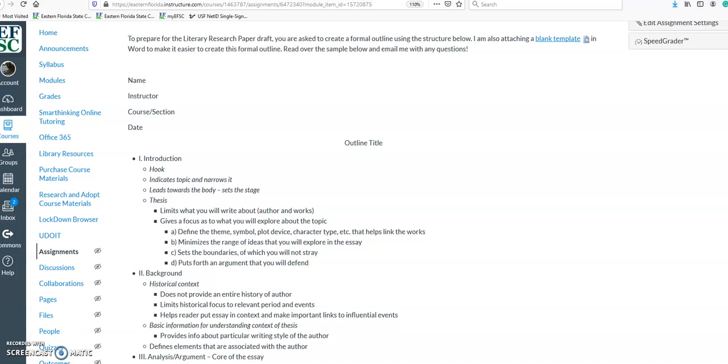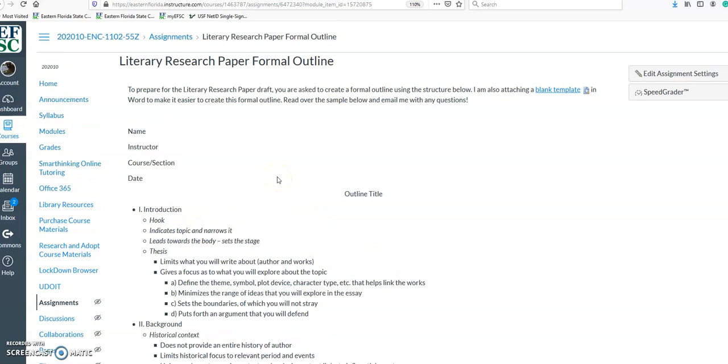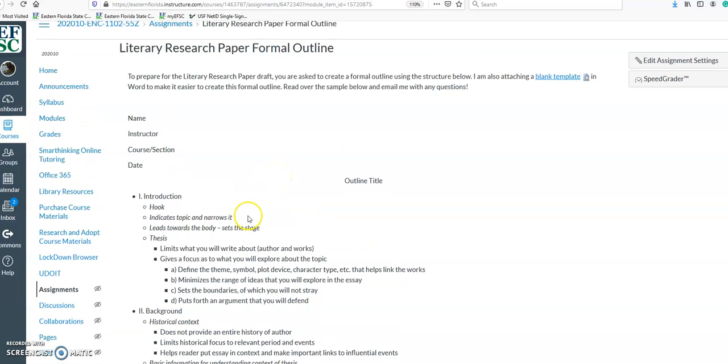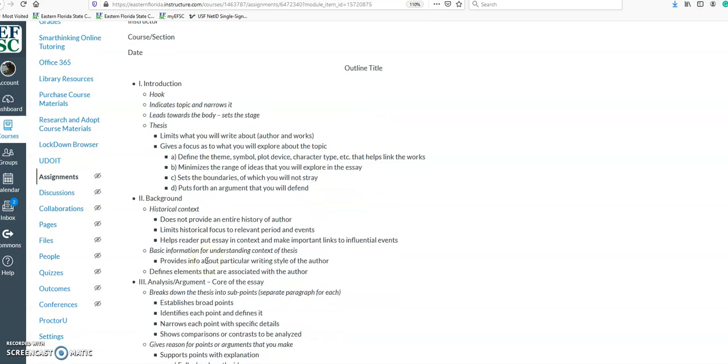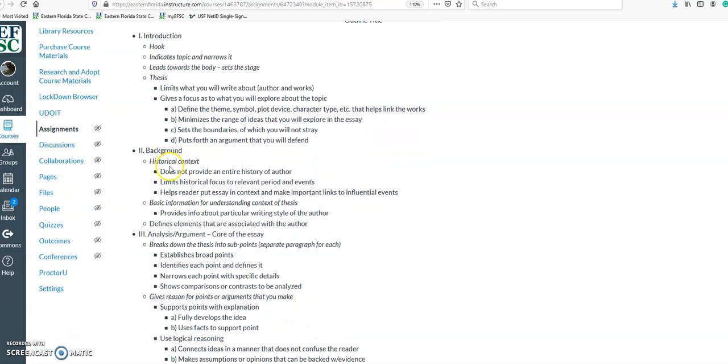All right, so here is the outline template. It's in the Dropbox. Here I have a lot of details that help you understand what it is that I mean, like historical context. It doesn't need to provide an entire history of the author, but it does give us some kind of context to make the reader aware of when it was that this text was written. So what kind of maybe influential events were taking place when the text was published.